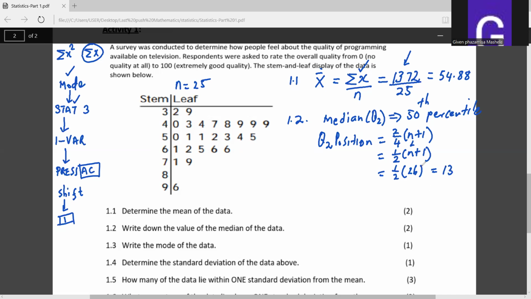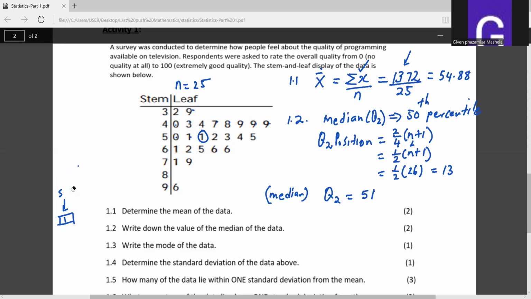Half of 26 is 13, which means to calculate quartile 2 or the median of the data, we have to count from the lowest up to position number 13. So we have 1, 2, 3, 4, 5, 6, 7, 8, 9, 10, 11, 12, 13. So 51 is our median because the numbers have been arranged from smallest to highest. I believe you guys are following. All right, without wasting time, let's move on to the next question.